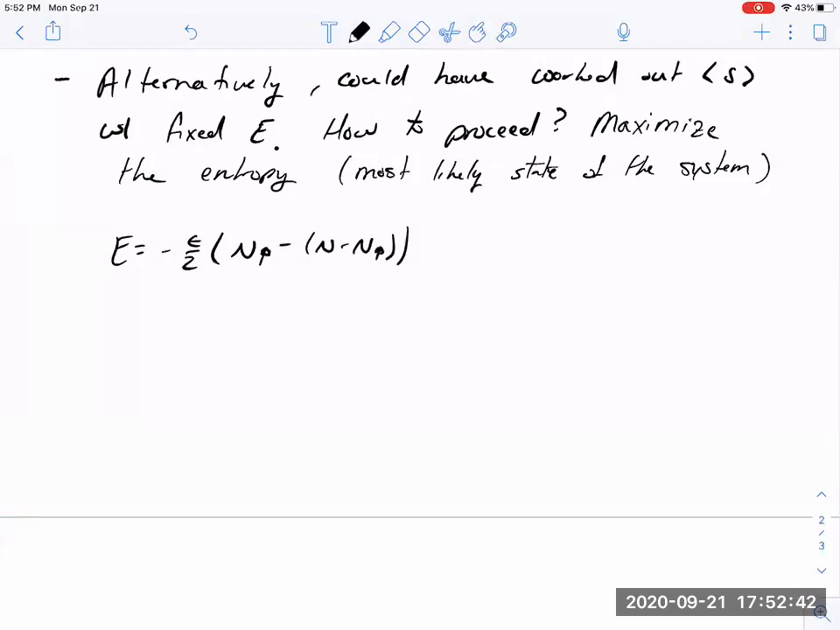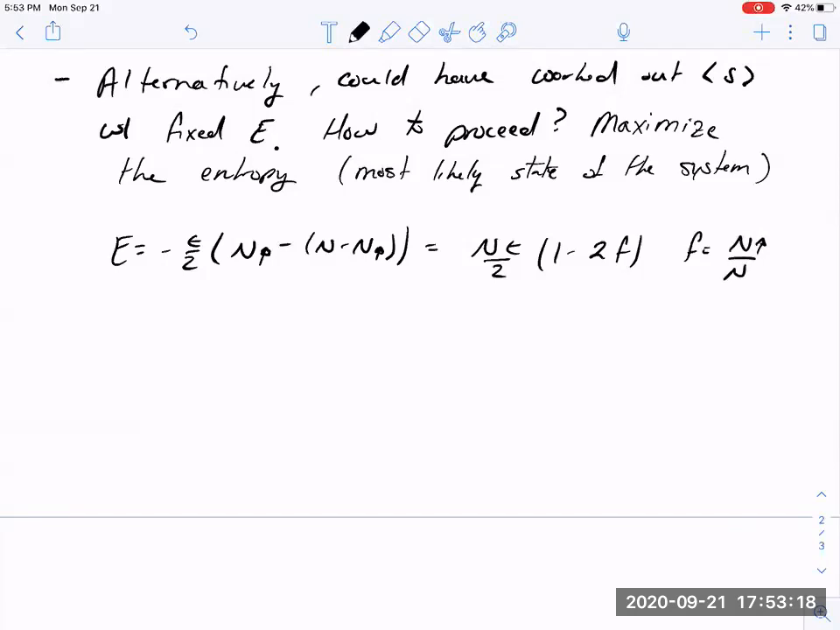I can know how many are down by knowing the total number of spins and subtracting off the number that are up. Rearranging this by pulling out N and a minus sign, I find that the energy is expressible as N times epsilon over 2 multiplied by 1 minus twice the fraction of spins that are up, which we'll denote little f and define as n up over N.